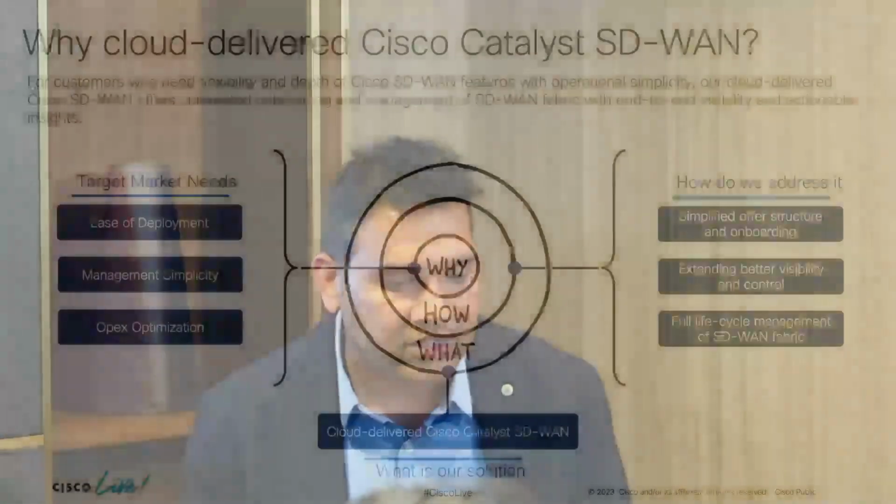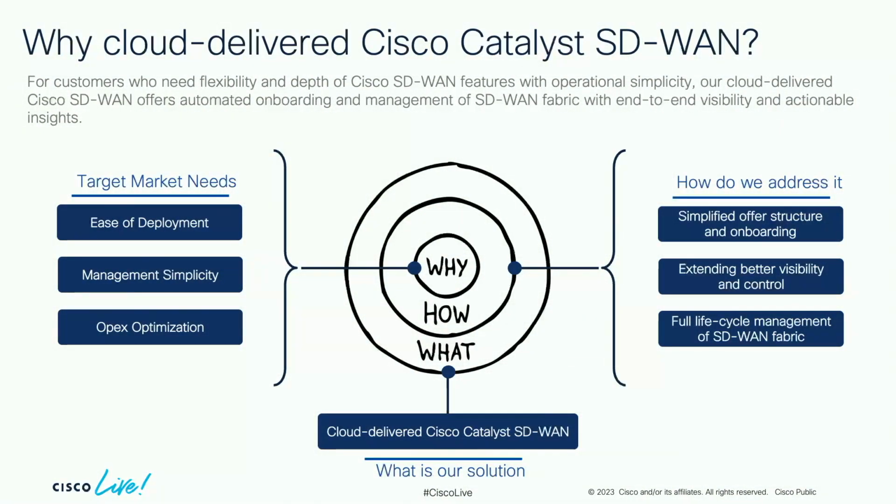If I can summarize, we are just trying to address the need of majority of our customers who have a small to medium size of deployment in terms of number of sites, and they want to focus on their network business outcomes. So we are trying to simplify and easily provide the access to SD-WAN fabric with a simple operational model. That's our latest deployment option, which is cloud delivered Cisco Catalyst SD-WAN.